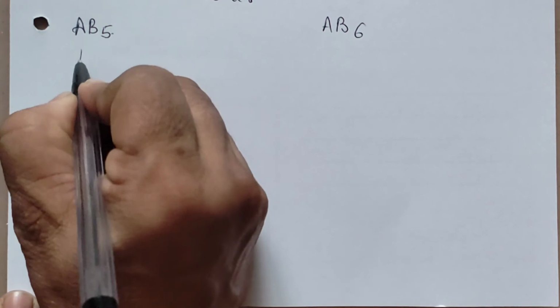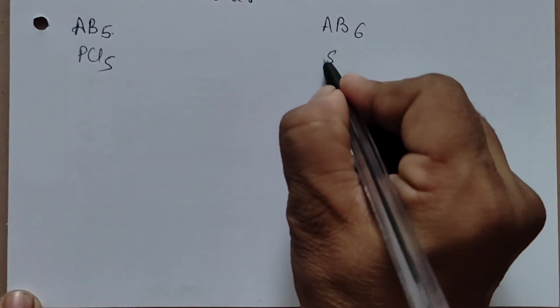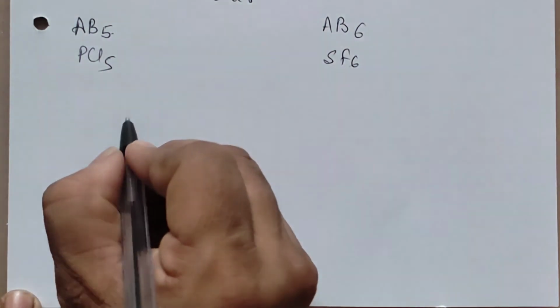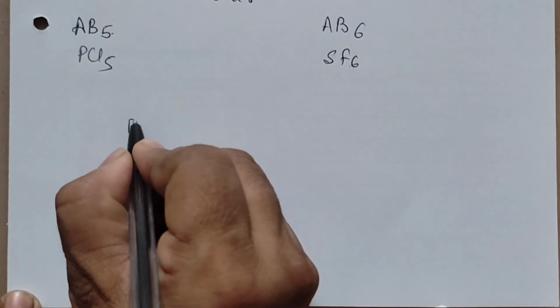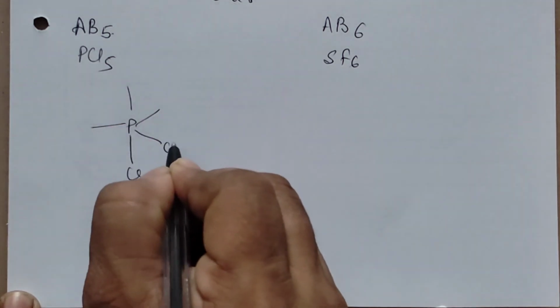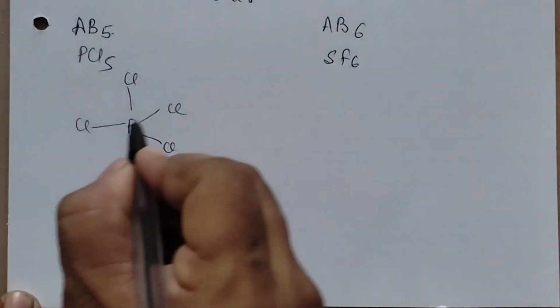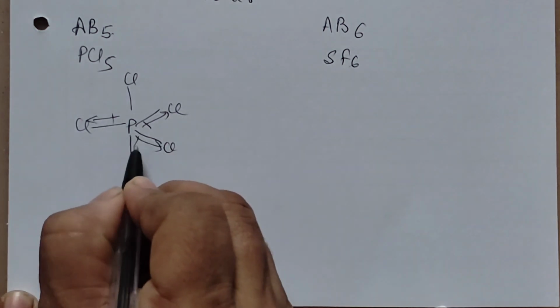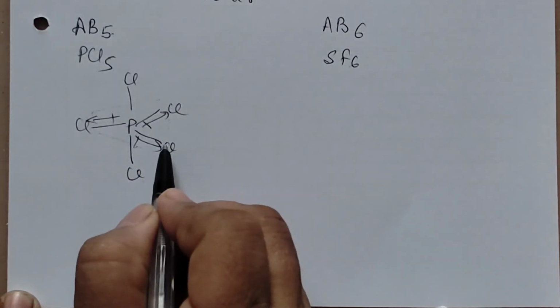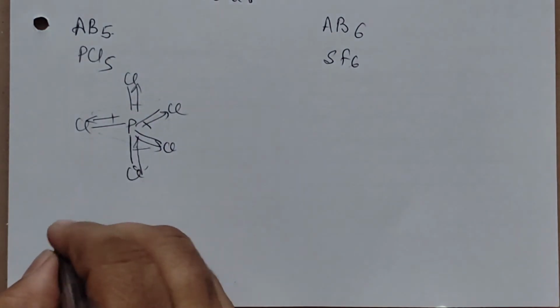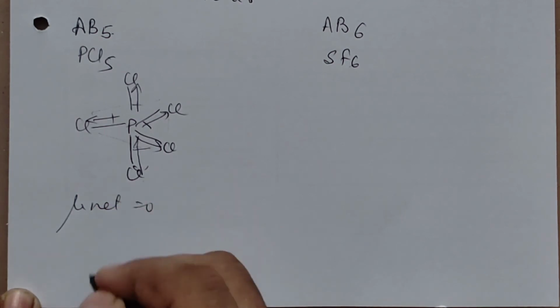Now moving on to AB5 and AB6 categories. We'll take the example of PCl5 and SF6 here. These are also non-polar molecules. We know PCl5 has P in the center. You have trigonal bipyramidal shape, right? The chlorine is more electronegative, so these get cancelled here. These are at 120 degrees, so they will cancel out. This one on the top and this one at the bottom also cancel out. The net dipole moment is 0 here.